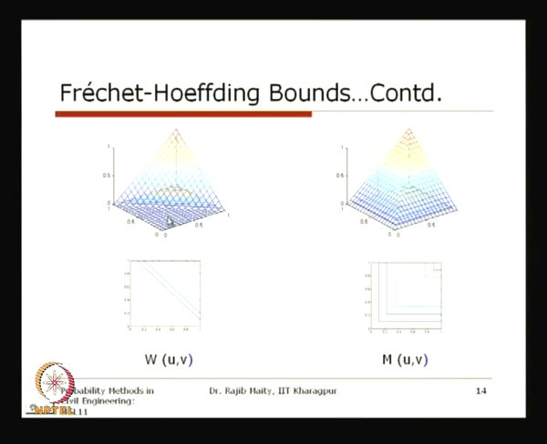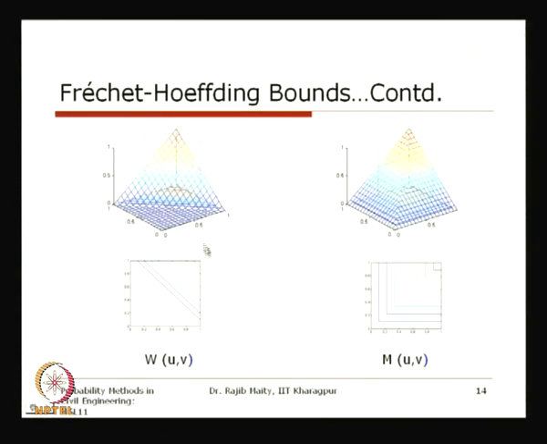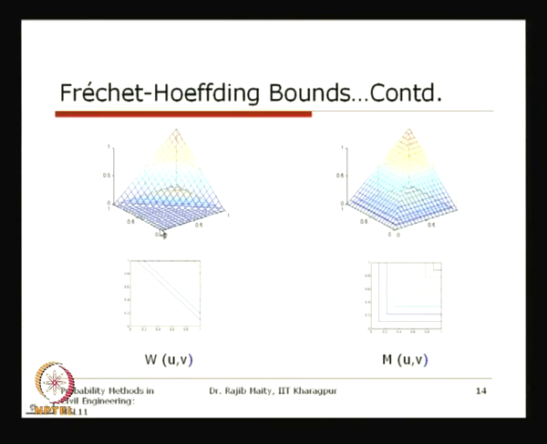We can also cross-check this. When u equals 0.5 and v equals 0.5, the value of the surface should be 0. That is 0.5 plus 0.5 minus 1, which is 0, so the maximum of 0 and 0 is 0. In this way, for any combination of u and v on this side of the diagonal, the value will become 0, which indicates that this surface is on the ground up to this diagonal.